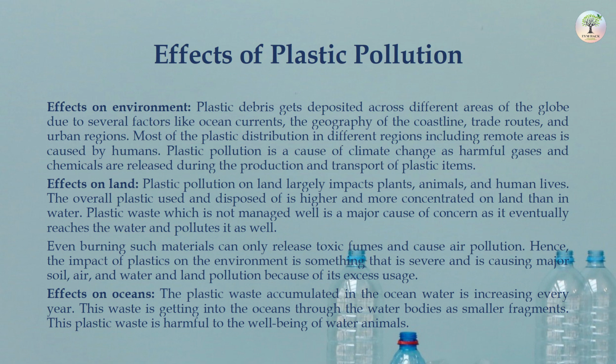Plastic pollution on land largely impacts plants, animals, and human lives. The overall plastic used and disposed of is higher and more concentrated on land than in water. Plastic waste which is not managed well is a major cause of concern as it eventually reaches the water and pollutes it as well. Even burning such materials can only release toxic fumes and cause air pollution. Hence, the impact of plastics on the environment is something that is severe and is causing major soil, air, and water and land pollution because of its excess usage.